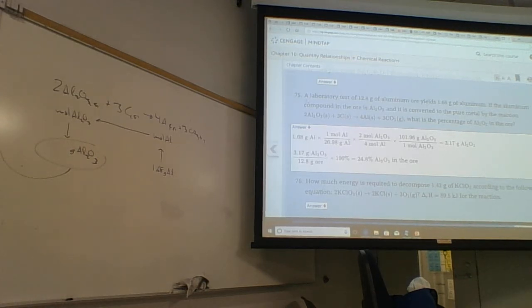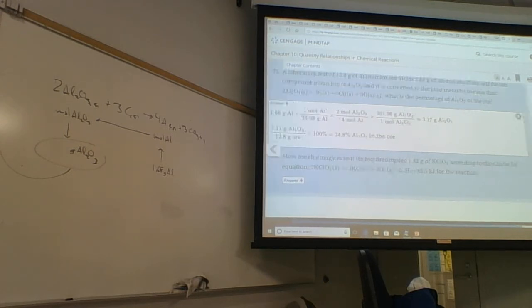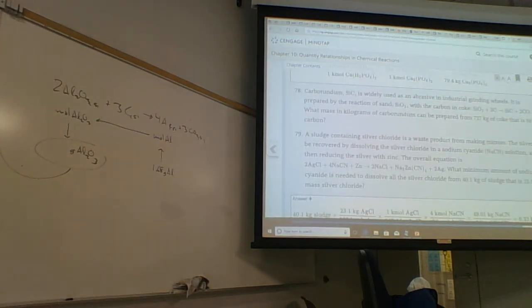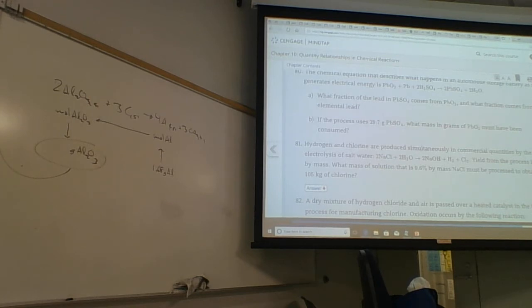Number 75 is a very common problem. We're always interested in the composition. Like, what is the percent oxygen? What is the percent carbon dioxide in air? Do something like this. Okay, now let's go to this one, which is a bit tricky. Why don't you try number 81?